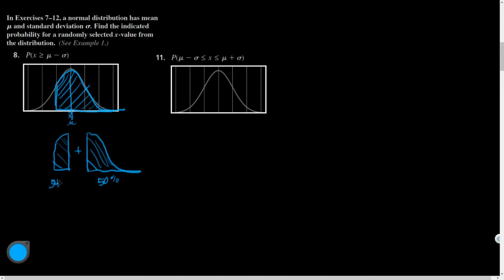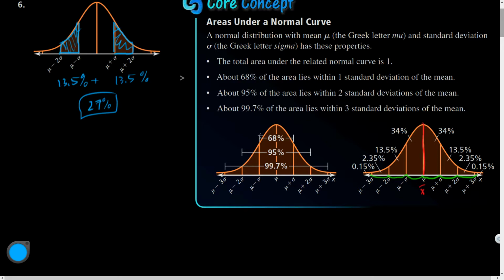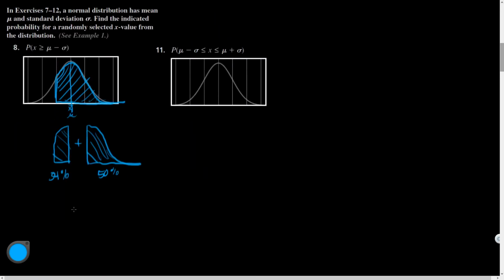And then what percent is just this region here? 34%, yeah. No, you're right. It's 34 right there. Or you could think about it as half of 68, which is also 34, right, Jimmy?